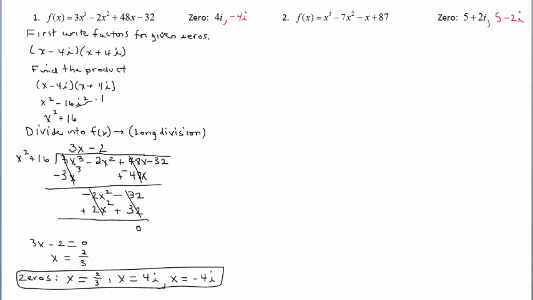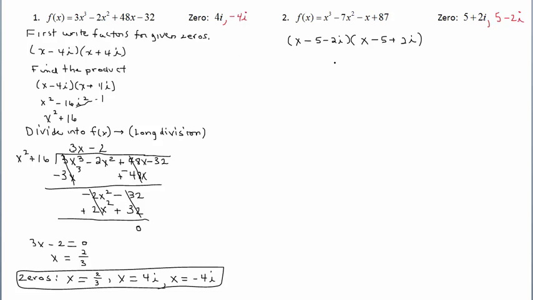Alright, first step. First write the factors for the given zeros. So 5 plus 2i would have come from x minus 5 minus 2i. And 5 minus 2i would be placed in the factor x minus 5 plus 2i. Second step, find the product.